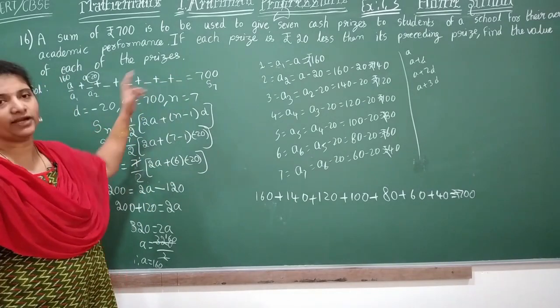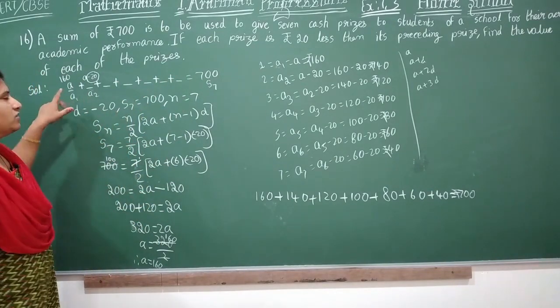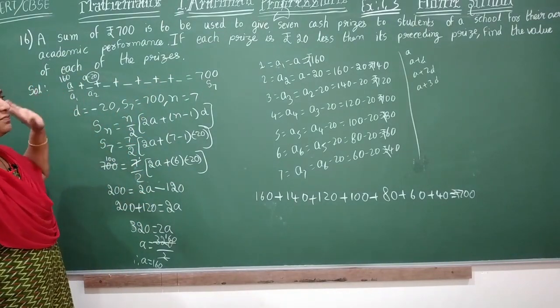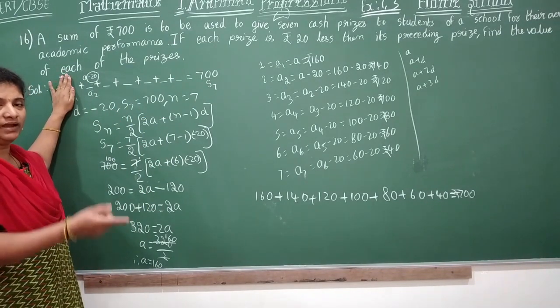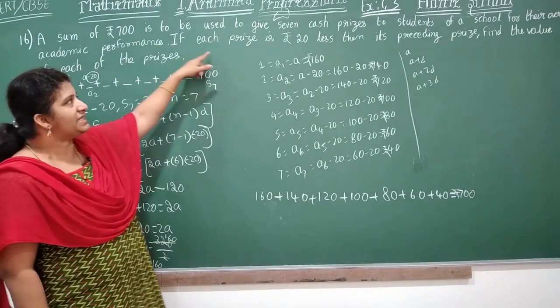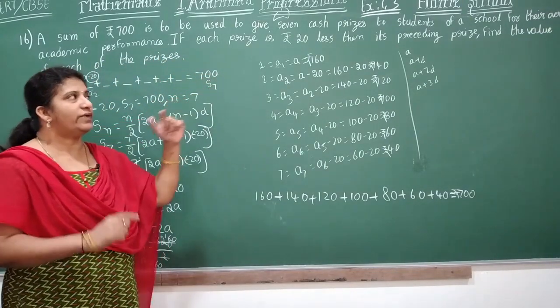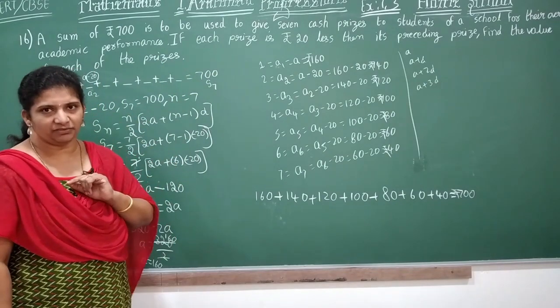So look here, I've already written this problem here. So how do you write here? First prize we don't know. Okay, what is the first prize? We don't know. But something is given here. Each prize is 20 less than its preceding prize.